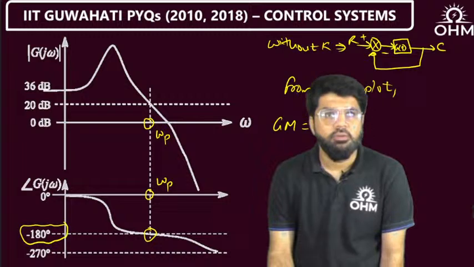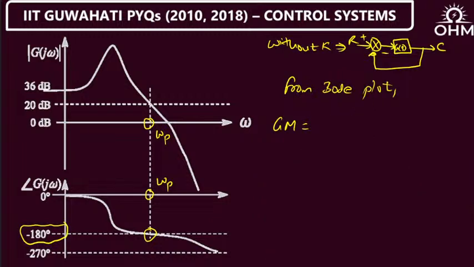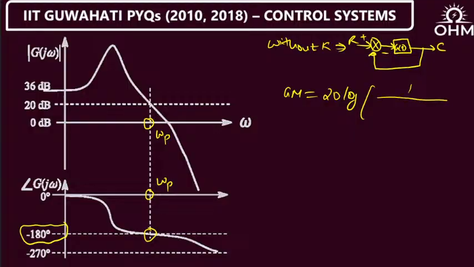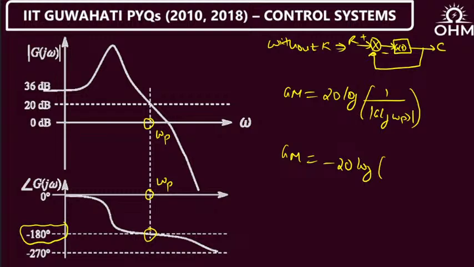Let me write down this formula here. From the Bode plot, what is the gain margin? It is the negative of the magnitude. Forget the Bode plot for a moment: how do you write the gain margin formula in general? The gain margin is given by 20 log of 1 upon the magnitude, the unity feedback. Since log of 1 by x is minus log x, I can write this as minus 20 log mod G(j omega p).